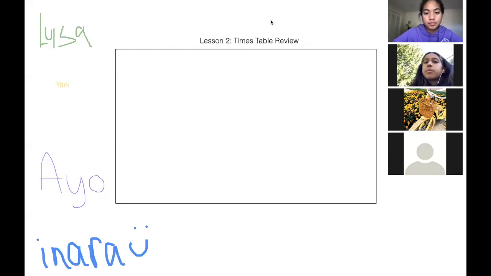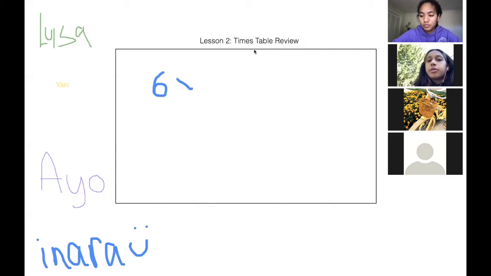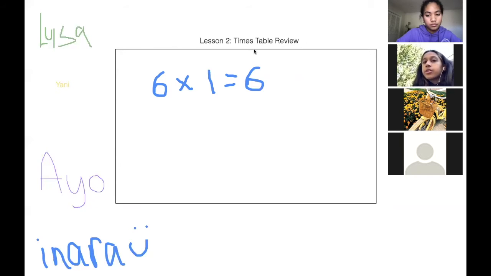The next times table we're going to go over is 6. For this one, it's a little trickier, the rule, but whatever your outcome is when you're multiplying by 6, it should always be a multiple of 2 or 3. So if you're multiplying 6 by 1, then you get 6, right? And that is also divisible by 2 and 3.